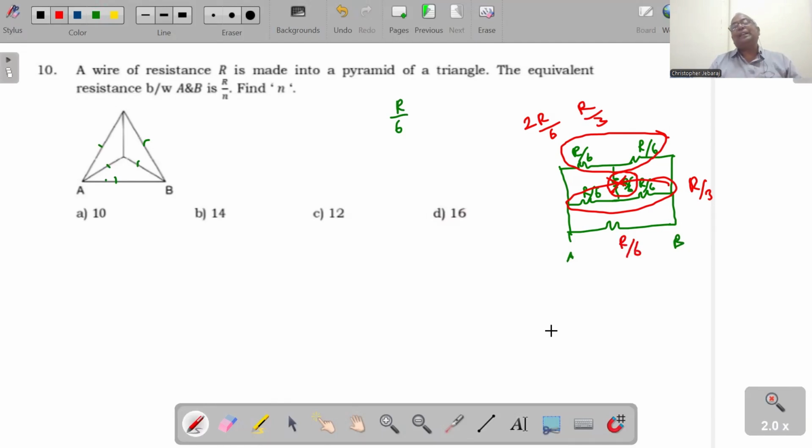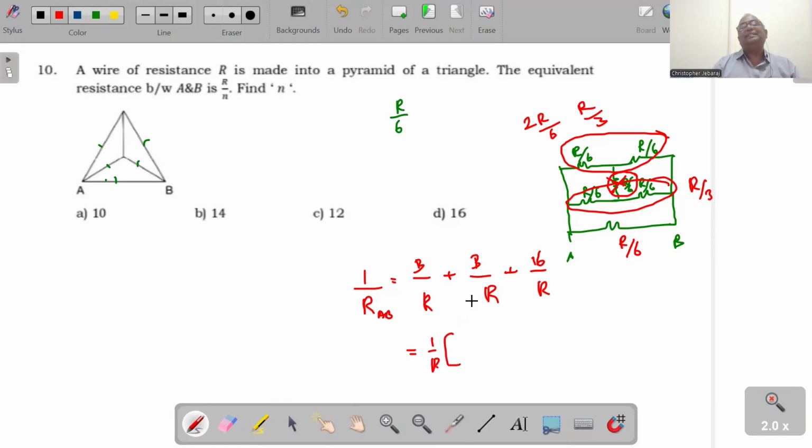Now all of them are in parallel: R/3, R/3, R/6. So the effective resistance between A and B: 1 by R_AB equals 3 by R plus 3 by R plus 6 by R. Taking 1 by R common, 3 plus 3 plus 6 is 12. So 1 by R_AB is 12 by R. Taking the reciprocal, R_AB will be equal to R by 12.